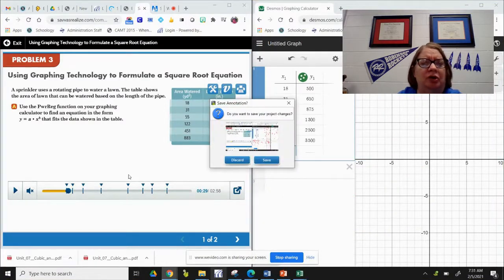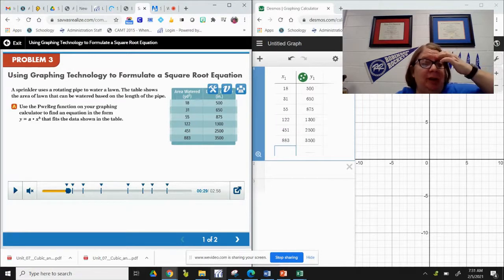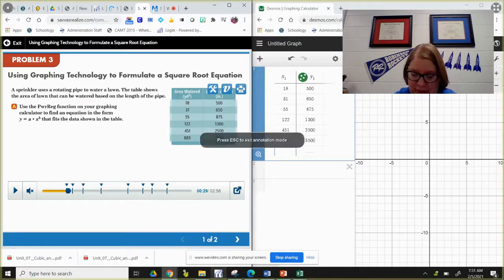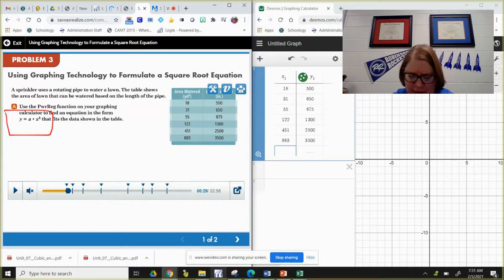Okay, so what we're going to do is use the power regression to find an equation in the form y equals a times x to the power b. That's important for Desmos, this form of the equation. Write this down somewhere. You're going to type in y1 and then a little tilde mark, a times x1 to the power of b. That's the form, remember, we're going to type in the table and then type an expression. This is what you want, okay?